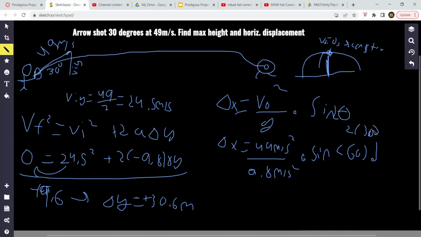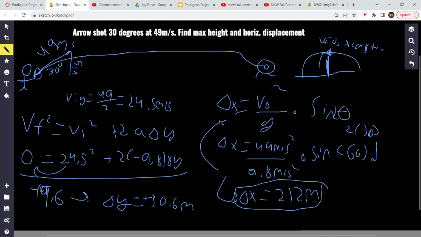Sorry, the handwriting's kind of bad. So when we simplify this out, I'm just going to plug this in, and we're going to get delta x is equal to 212 meters. So that's a short one. This right here is an interesting way. It will save you a bunch of time, and that's all for the horizontal projectile motion.